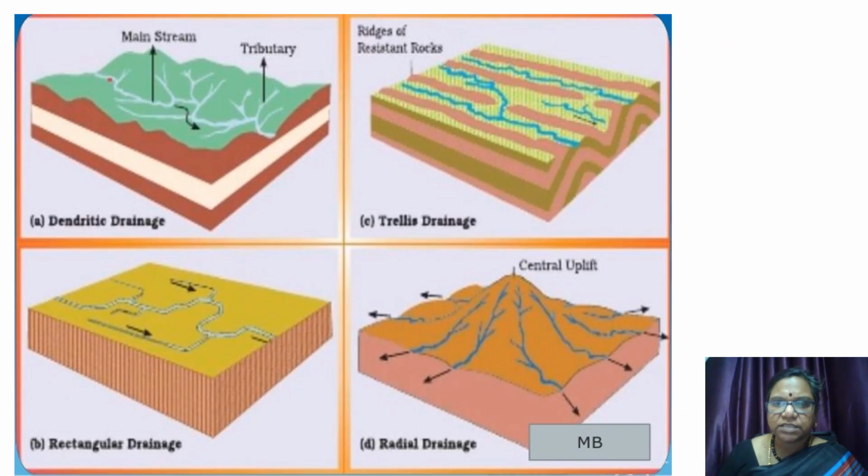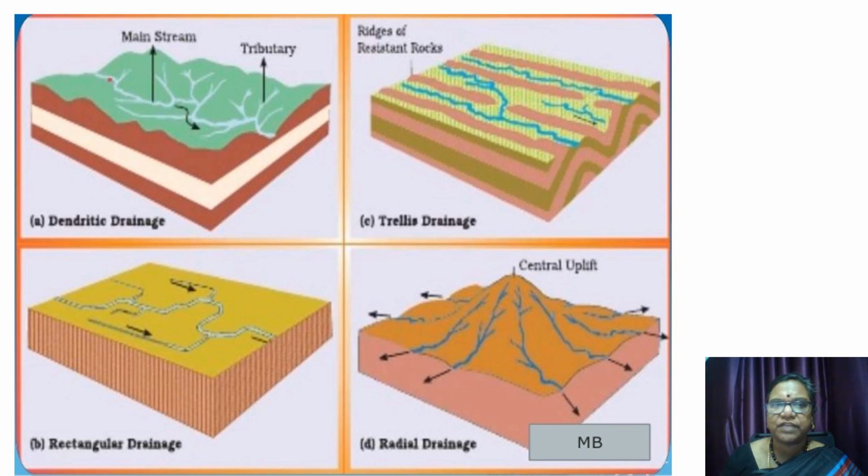Once we understand the terminology, like what is meant by drainage, what is meant by a water divide, and what is meant by a drainage basin, now let us see the drainage patterns. The streams within a drainage basin form certain patterns depending on the slope of the land, the underlying rock structure, and also sometimes the climatic condition. What pattern they form varies. Basically four patterns are there: dendritic, trellis, rectangular, and radial drainage.